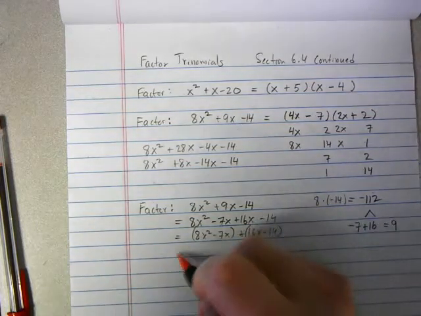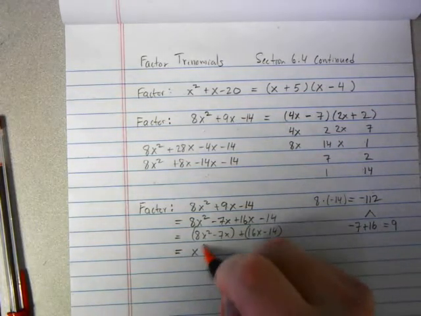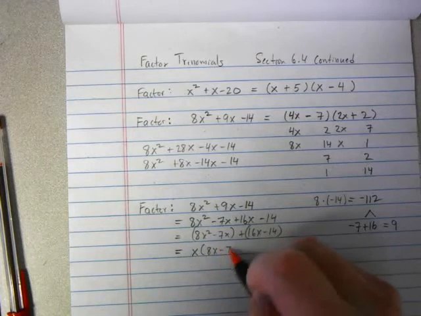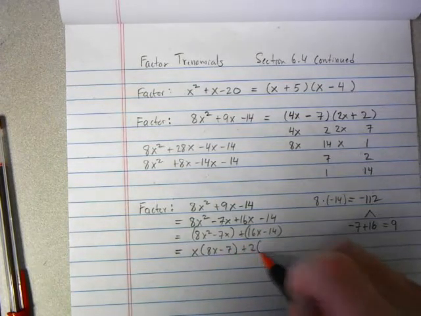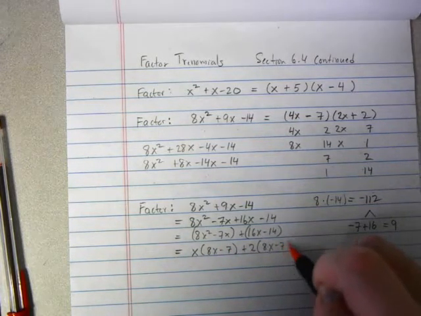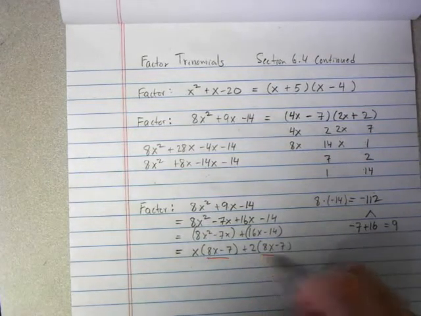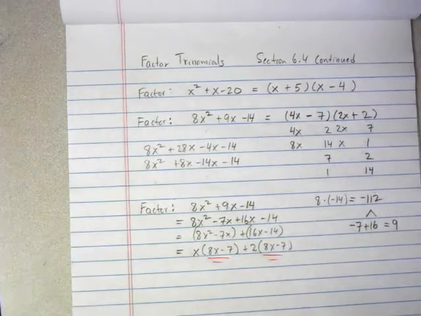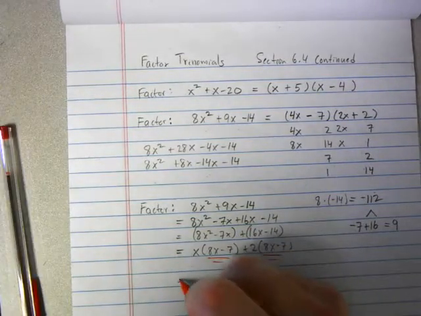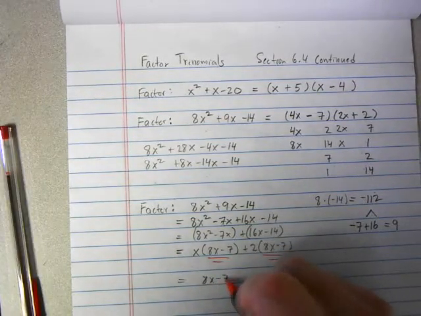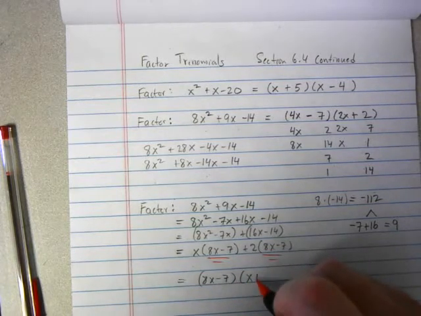We take out the greatest common factor. It's an x for the first group, 8x minus 7, and it's a 2 for the second group, 8x minus 7. And I'm quite convinced that I'm doing this correctly because my parentheses match perfectly, signs and all. So there's my answer, 8x minus 7 times x plus 2.